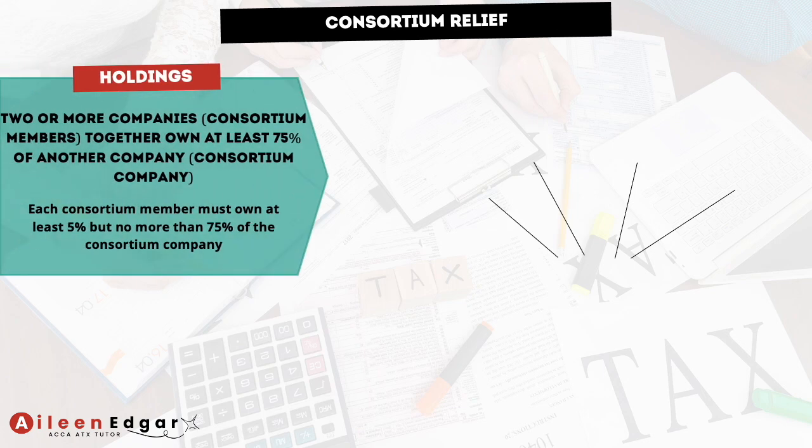A consortium is where we've got 2 or more companies that we call consortium members that between them own at least 75% of another company that we call the consortium company. Each of the consortium members needs to own at least 5%, but not more than 75% of the consortium company. We do include non-UK companies when we're trying to work out if we've got a consortium, because even though for your exam they can't take part in giving away or receiving a loss, including them could mean the difference between there being a consortium and there not being one.